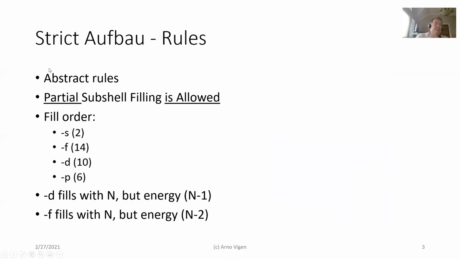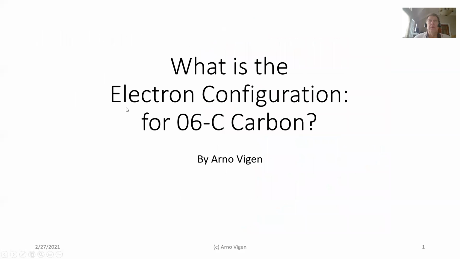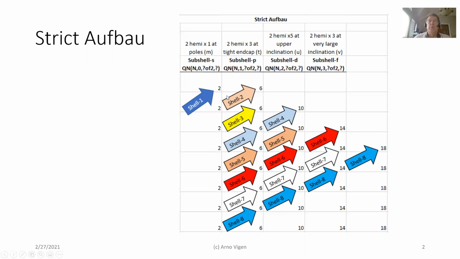Now, these are abstract rules, okay? Strictly numbers, all math and logic, okay? It also allows partial filling. So in the case you'll find here, it would go in shell 2 because shell 1 is full. For carbon, 2 and it's a 6, so there's 4 left over. There would be, under strict Aufbau, 2 here and then 2 of 6 here.